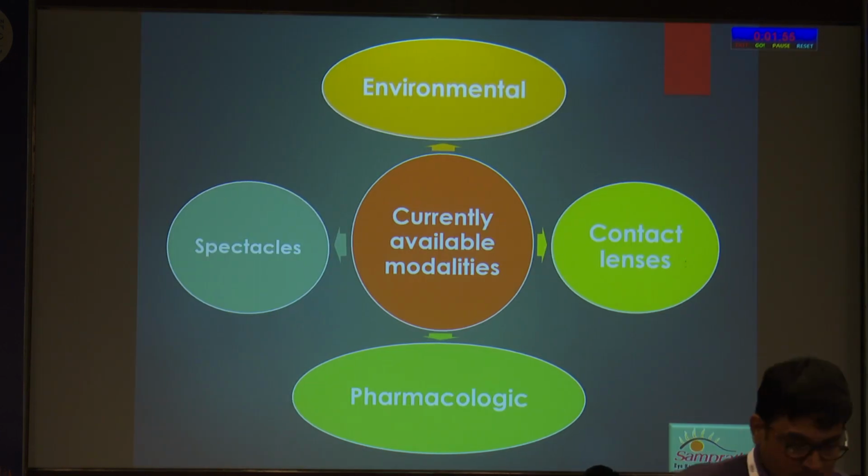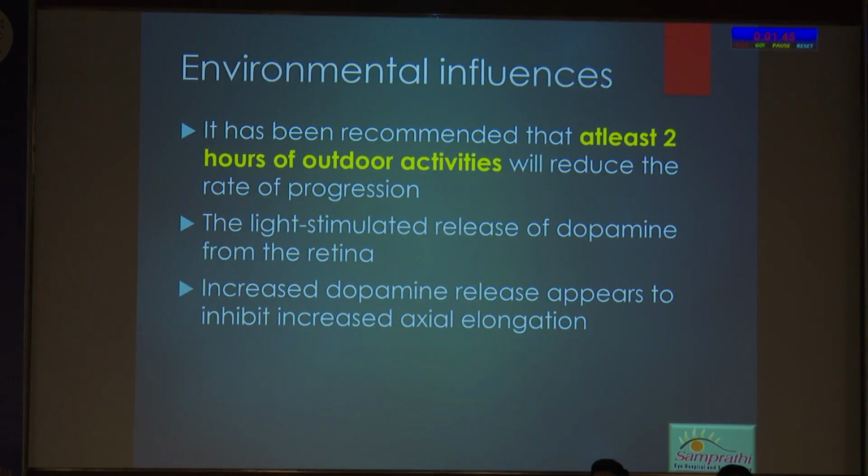The currently available modalities for preventing the progression are, as we all know, spectacles and contact lenses, but now there is more emphasis on environmental and pharmacological modifications. Environment: at least 2 hours of outdoor activity has been shown to have a protective effect, because it is supposed to release dopamine, which helps in preventing the increase in elongation of the eyeball.